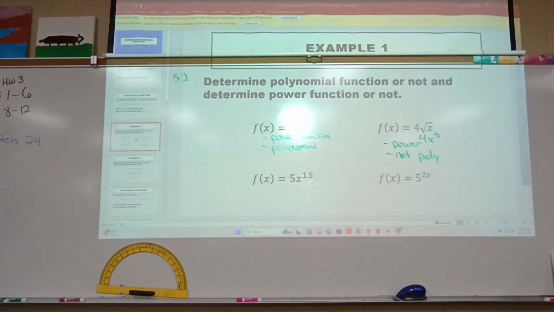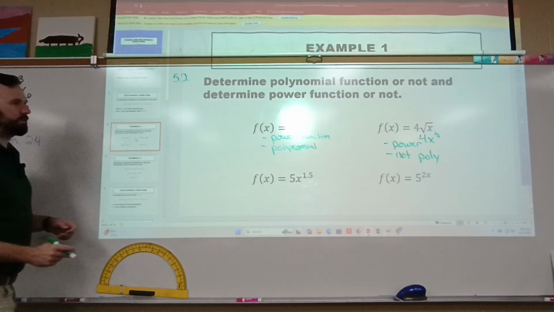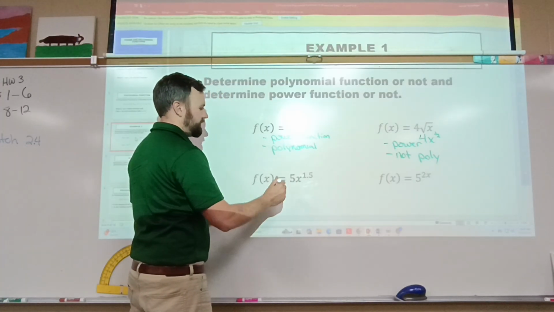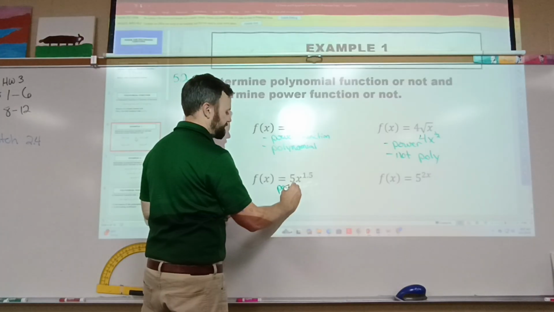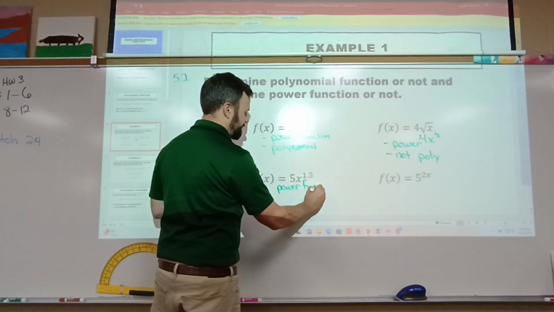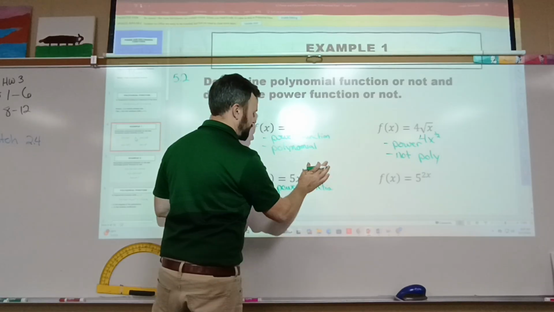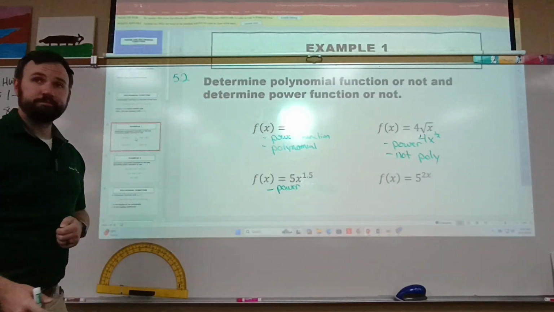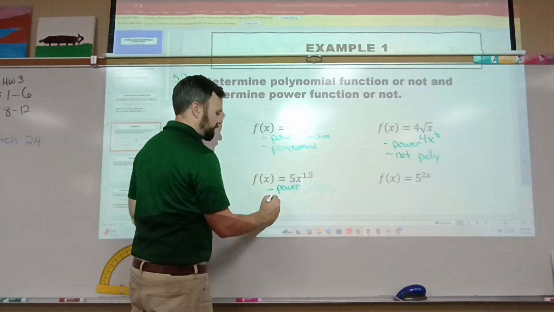This is one of your homework sets. Is it a power function? Is it a polynomial? All right, this one. Is it x to a power? So it is a power function. Let's just write power. Does it have power? Yes. Is it a polynomial? No, because that's a decimal.